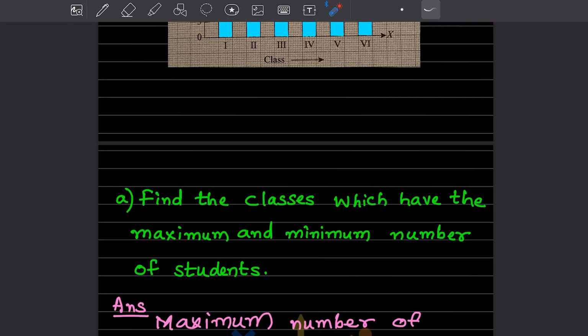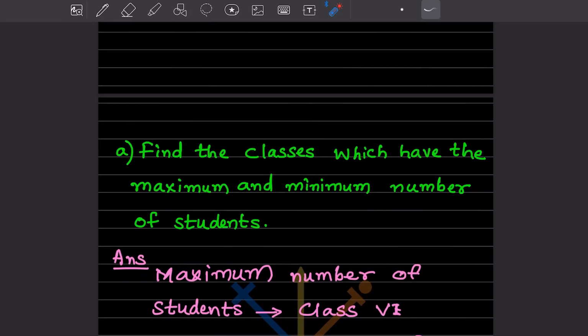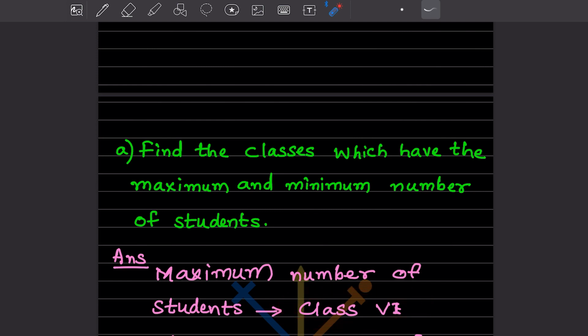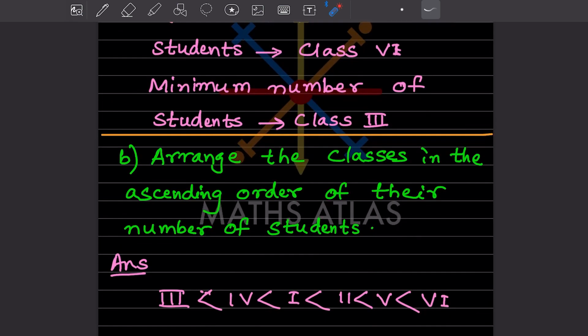So what did they say? Find the classes which have the maximum and minimum number of students. So maximum number, which is that class? That is class 6. And minimum number of students, this is for class 3.